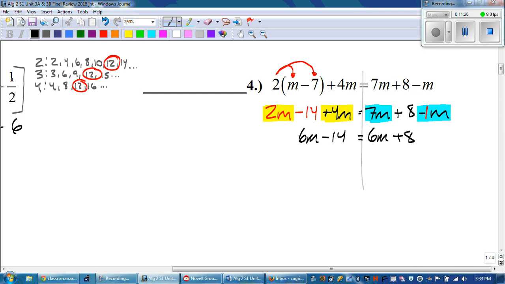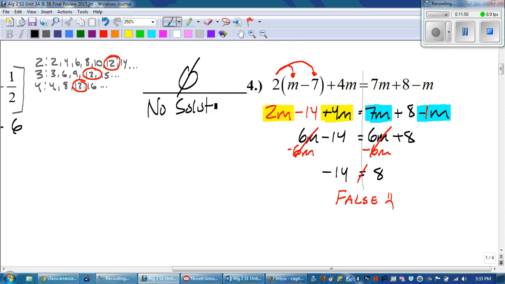Okay, now I have variables on both sides. I'm going to subtract 6m from both sides. And, well, those cancel. And I'm left with negative 14 equals 8. Does negative 14 equal 8? That's false. Okay, so when we're left with a false statement, our answer is no solution.